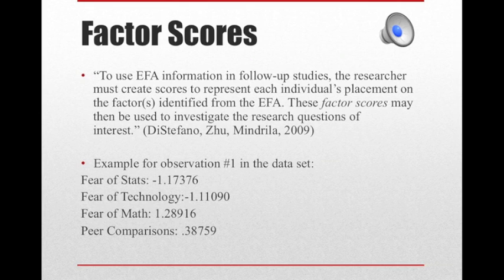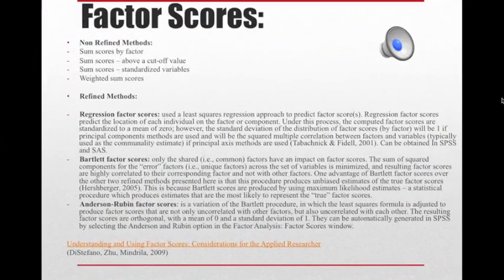These scores can then be used for further analysis, such as group comparisons, analysis of variance, cluster analysis, regression analysis, and so on. There are several different ways to compute factor scores. There are two main categories of computation procedures: the non-refined methods and the refined methods, which are a little more complex. Each procedure has advantages and disadvantages and is more appropriate for some research scenarios than others. Please refer to literature for more details on the computation procedures.